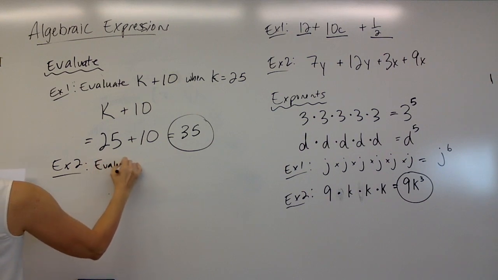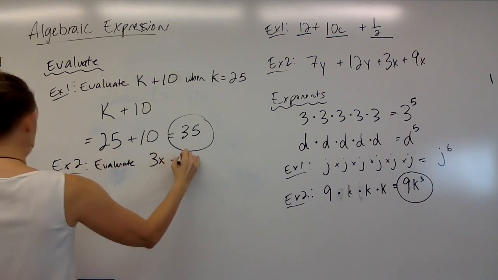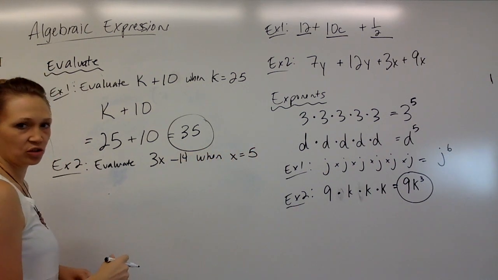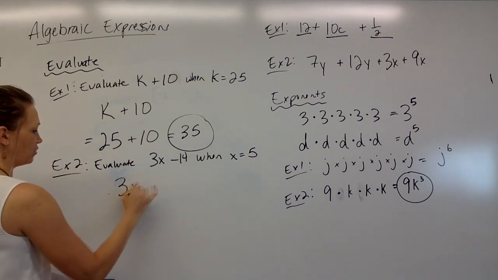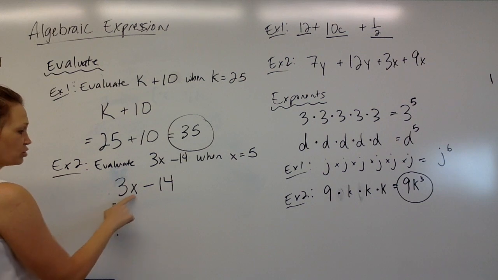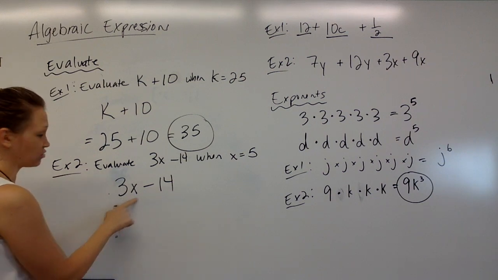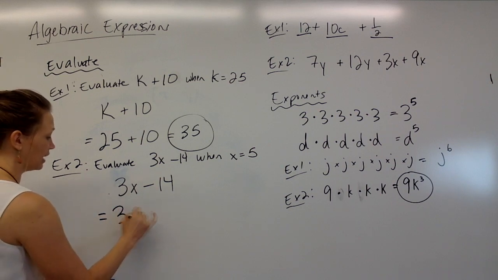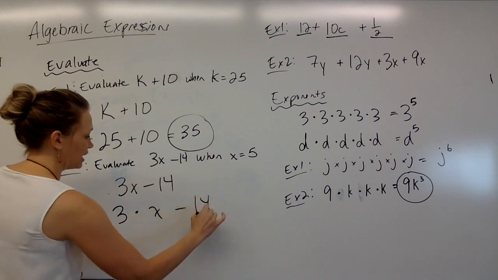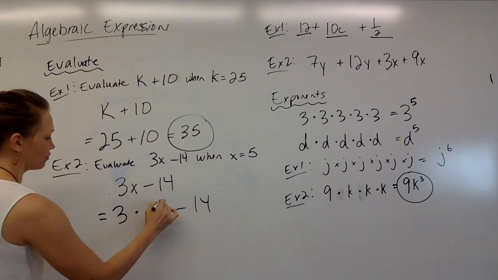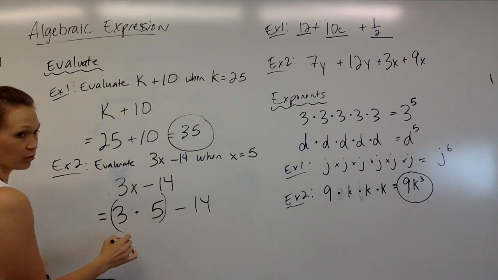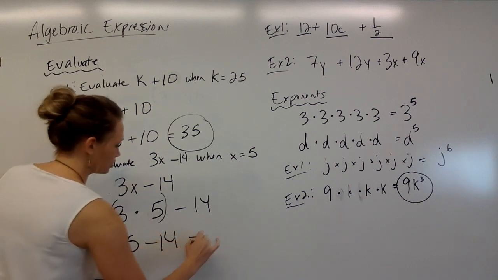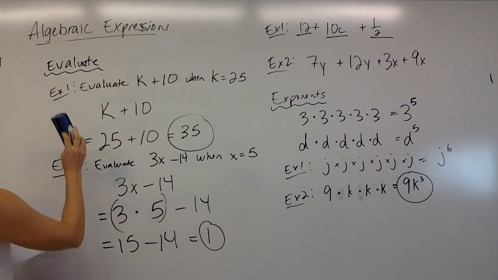All right, example 2. Evaluate 3x minus 14 when x equals 5. So again, they tell you the mystery number. So the first thing you do is you copy down that expression. Okay? What does 3 written next to an x represent again? Multiplication. So if it helps you, you could actually write it like that. 3 times x minus 14. And since we know x, I don't need to write x. I can write 5. Okay? Order of operations tells me to do this first. So 3 times 5 is 15 minus 14 equals 1. Okay? So that's the basic gist of it.